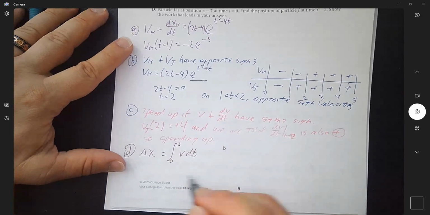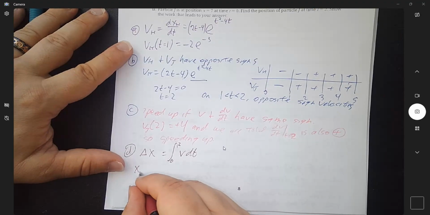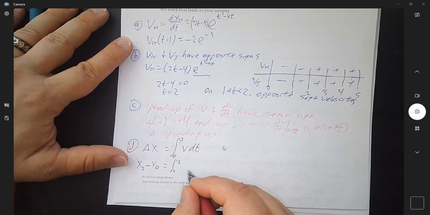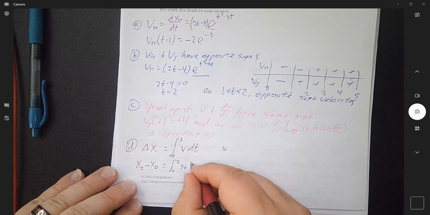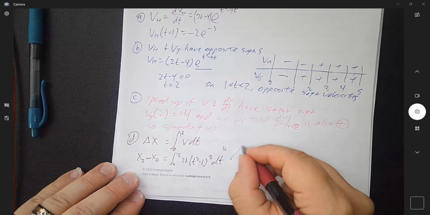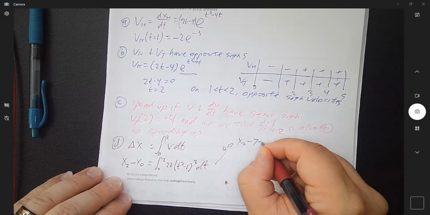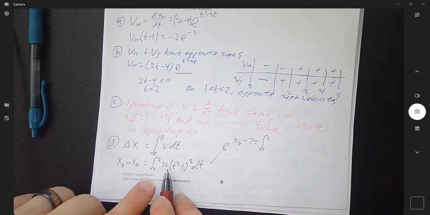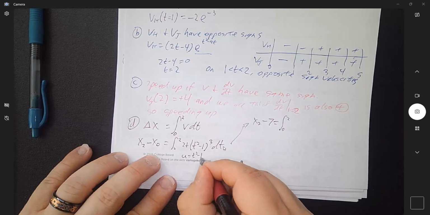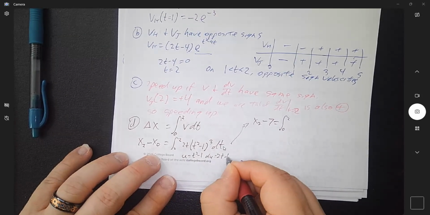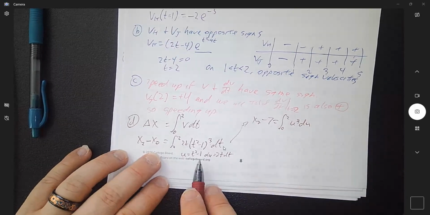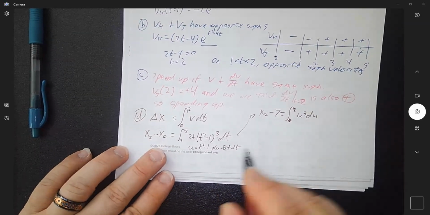So x at time 2 minus x at 0 is equal to the integral from 0 to 2 of 2t (t squared minus 1) cubed dt. So x of 2 minus 7 is equal to the integral from 0 to 2. Now, I'm going to do a u substitution here. It's u equals t squared minus 1, and du is 2t dt. It's right there for me. So this is u cubed du. And in fact, I'm going to change the bounds, because I get to do that.